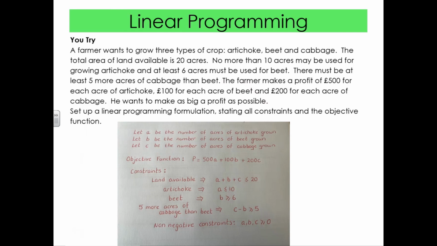The objective function comes from the profit. So 500A plus 100B plus 200C. I think there's a problem with the solution in there. What's the problem with the solution?